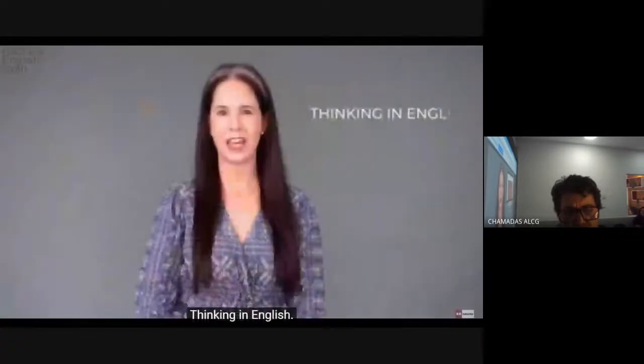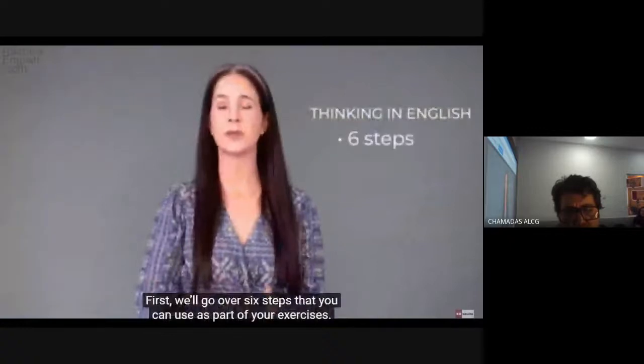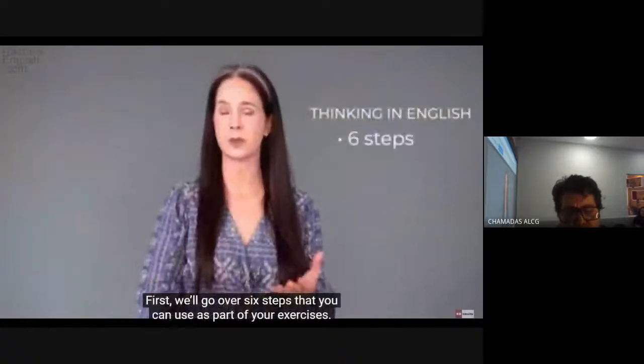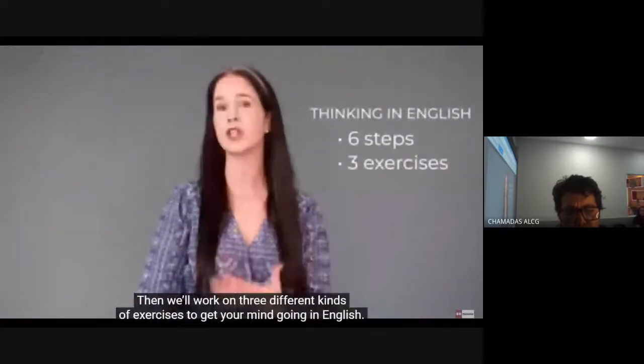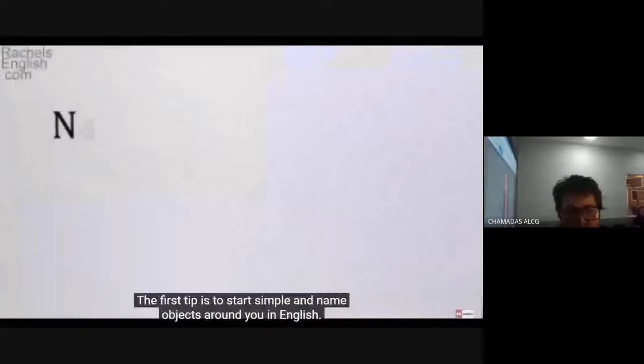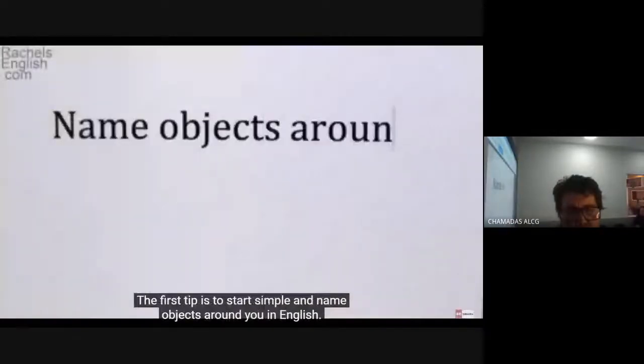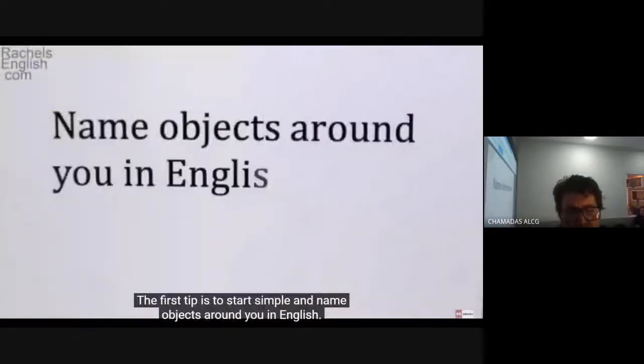Thinking in English. First, we'll go over 6 steps that you can use as part of your exercises. Then we'll work on 3 different kinds of exercises to get your mind going in English. The first tip is to start simple and name objects around you in English.